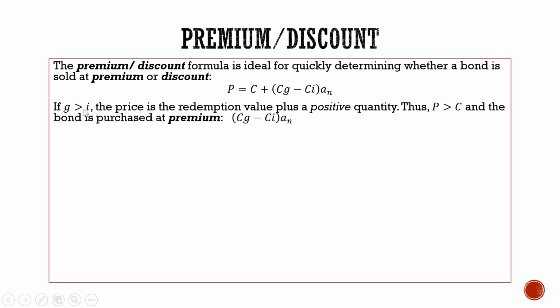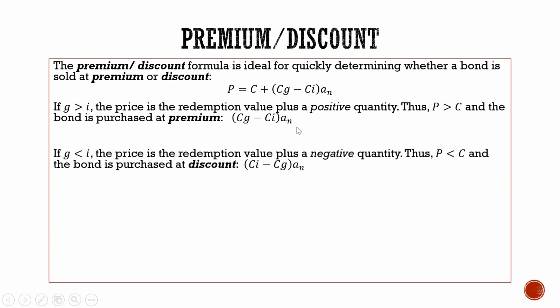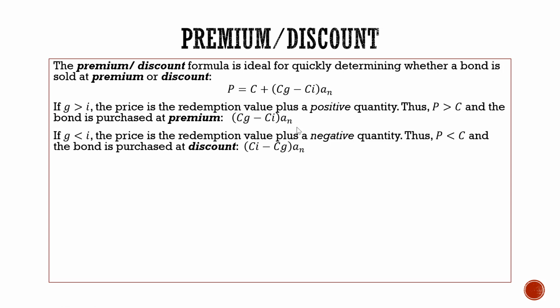So if g is greater than i, the price is the redemption value C plus a positive quantity. So P is greater than C, and the amount of premium is (Cg minus Ci) times An. Otherwise, if g is less than i, the price of the bond is the redemption value plus a negative quantity. Therefore, P is less than C, and the bond is bought at a discount. (Ci minus Cg) times An is the amount of discount.